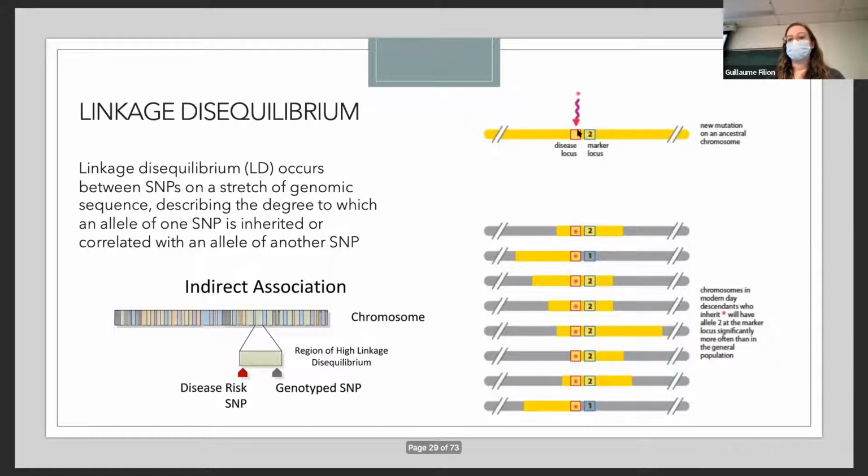This image is just another way to look at it. Again, we have a disease locus in red here. We have a marker locus labeled as number 2. This marker is the tag SNP that we're looking at in GWAS. In the majority of the population, those highlighted in yellow are linked. Most of them have linkage between those two sites. So again, if we use our marker locus to test for an association, we are going to pick up an association because it's linked to this disease locus.